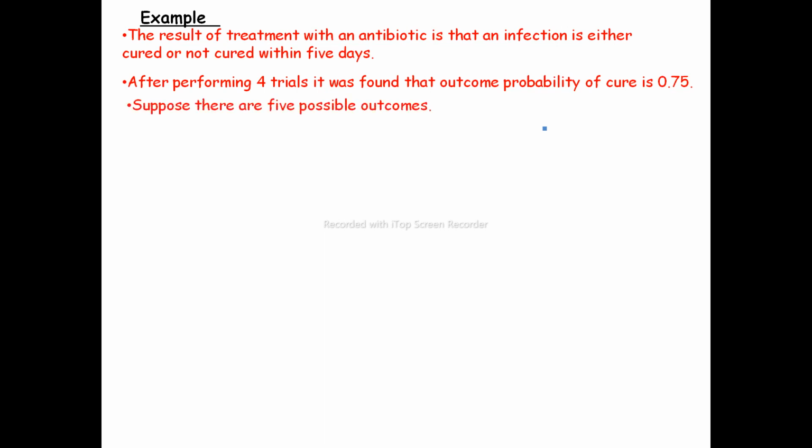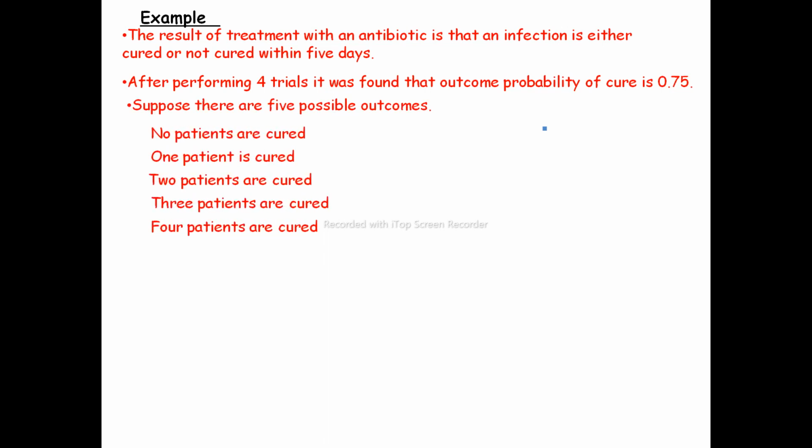So suppose there are 5 possible outcomes, and those 5 possible outcomes are: first of all, within those days no patients are getting cured. Second possibility is one patient is getting cured.